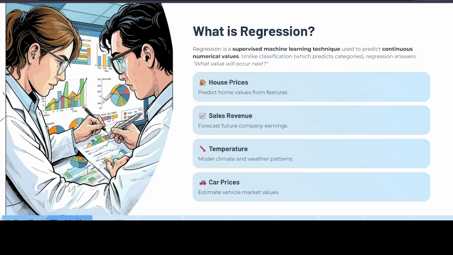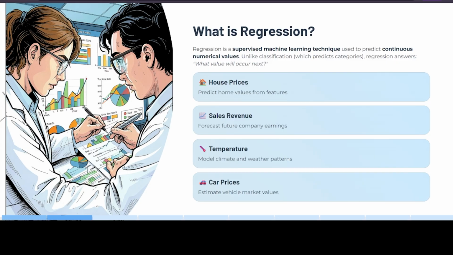So guys, just imagine you're planning to build a house, or planning to buy a house. You find a beautiful house online, but the price isn't mentioned in the app. So naturally you start thinking, will it be 50 lakhs, or 70 lakhs, or maybe 1 crore? Depending on your knowledge, you are trying to predict a numerical value there. That concept is regression.